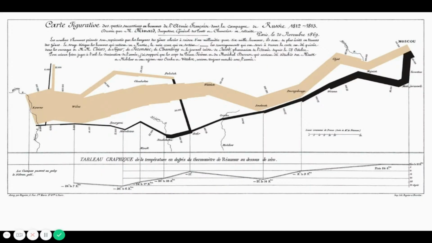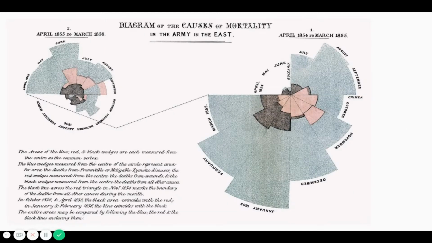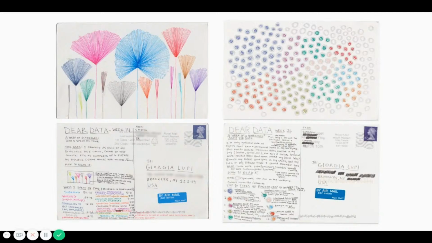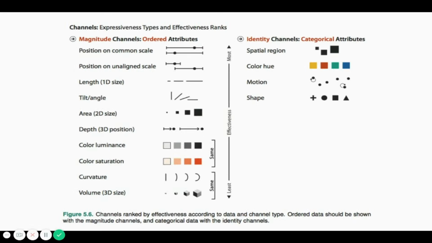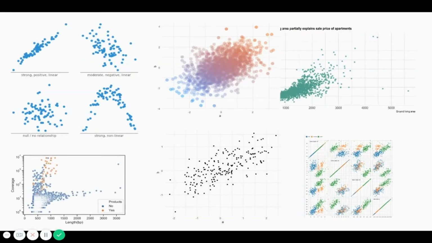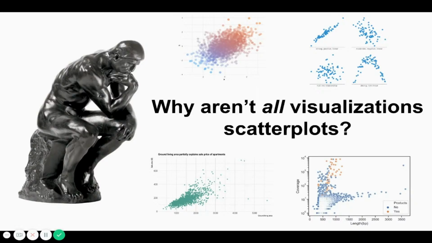The most impactful and effective visualizations through history are often visually complex, thought-provoking, and not amenable to quick glances of information. Yet, in our teaching, our experiments, and our textbooks, we often advise people that the most effective visualizations are those where we get information as quickly as possible, like in scatter plots. Why this disconnect? Why aren't all visualizations scatter plots?